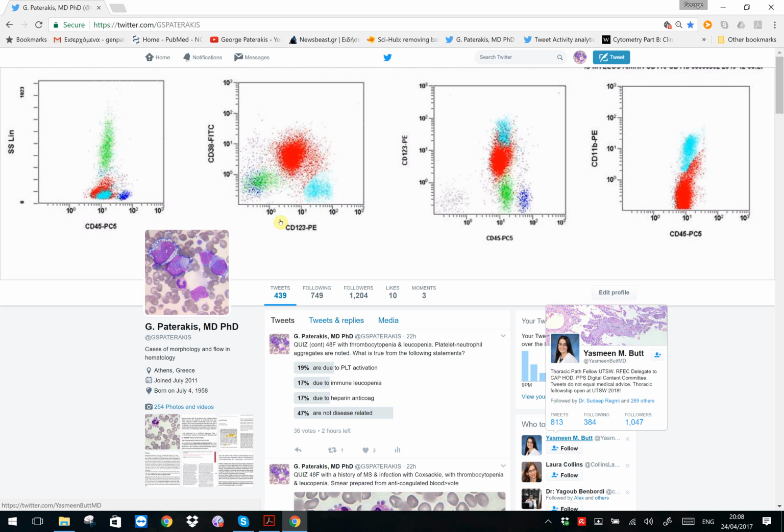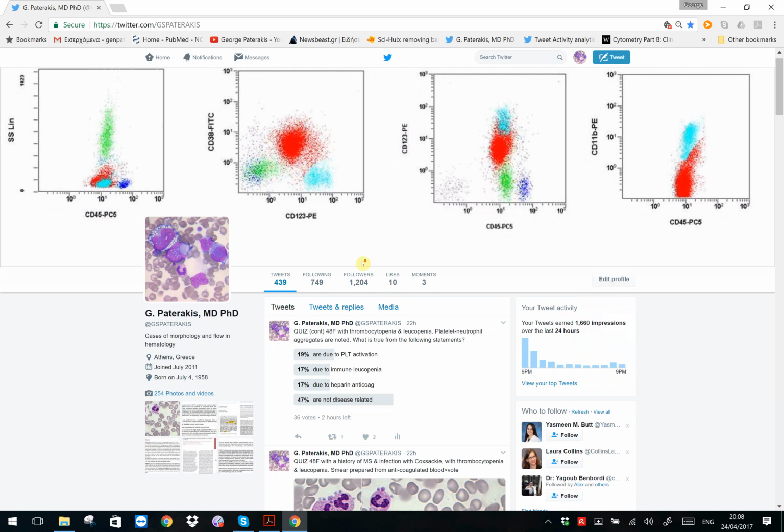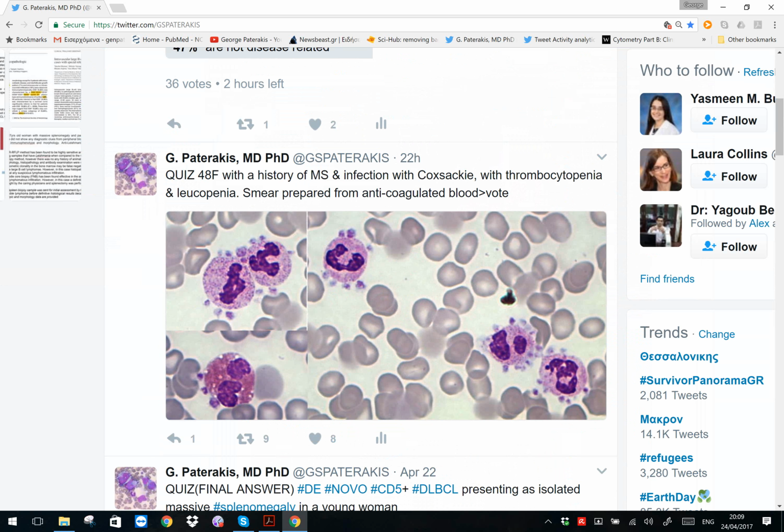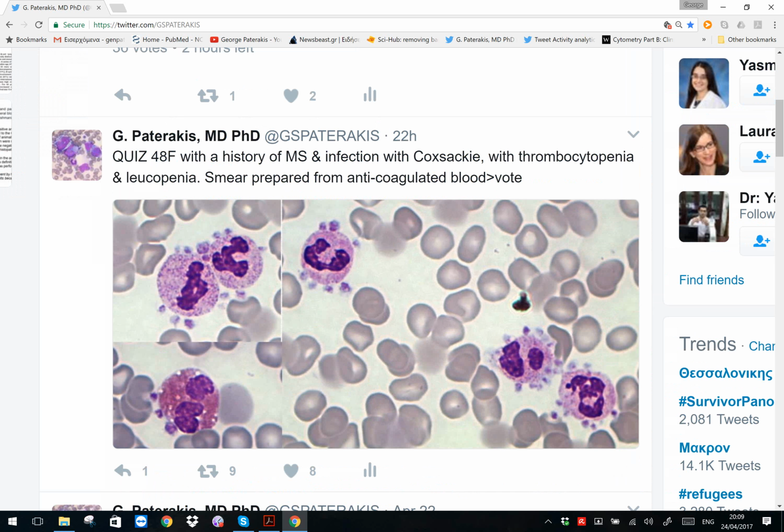So hello from Cases of Morphology and Flow in Hematology. What do we have here? We have a recent quiz presenting a woman's multiple sclerosis history with this smear of her blood, decoagulated, with EDTA.